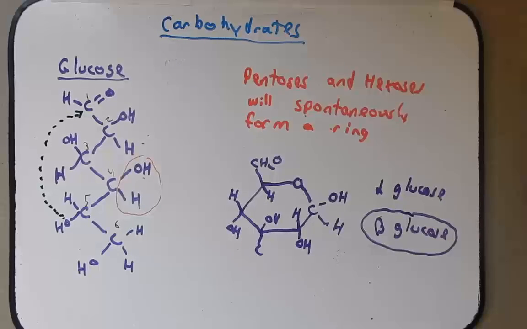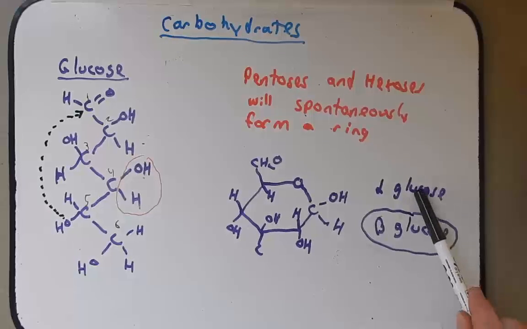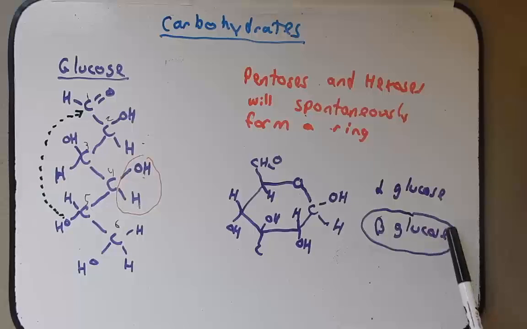Now, I'm not going to make you draw this on a quiz or on an exam, but you should recognize this as being glucose. And you should also know that it exists as an alpha form and a beta form, and that the beta form is the more stable form.